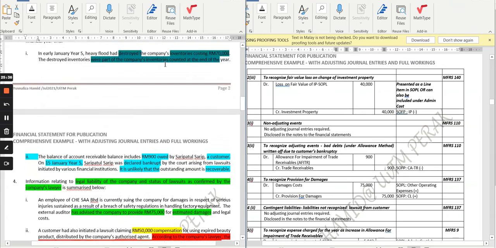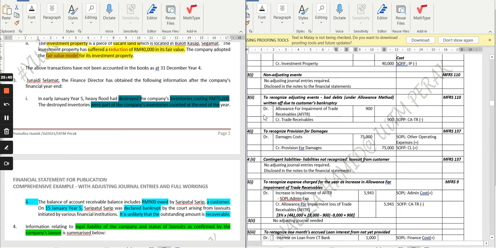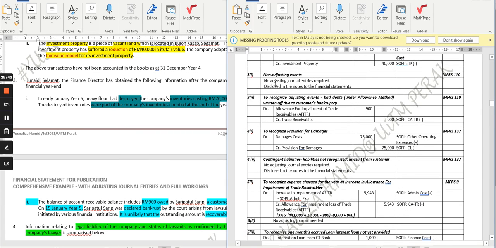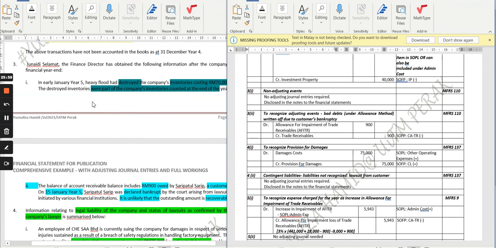Because there was no condition as at the reporting period, and this is a non-adjusting event, no journal entries are required. It will only be disclosed, if you are required to do so, in the notes to the financial statements. So there are no adjusting entries. You just need to provide disclosure notes on the nature of the event and an estimate of the financial effect.